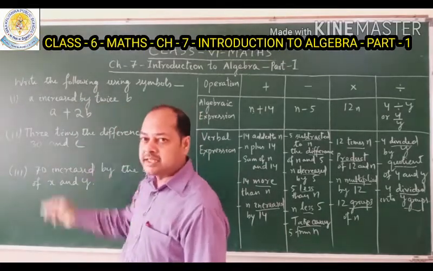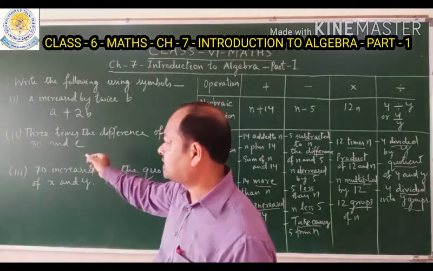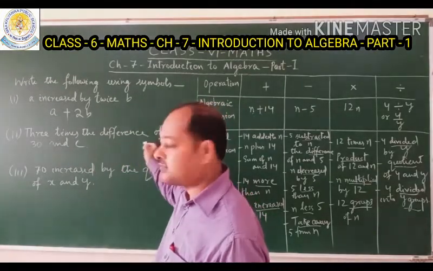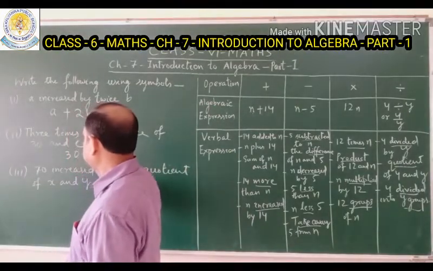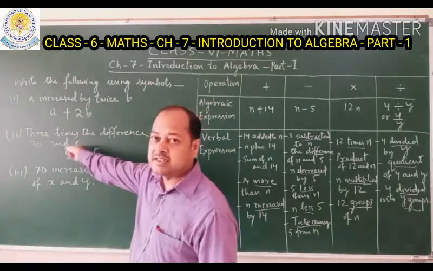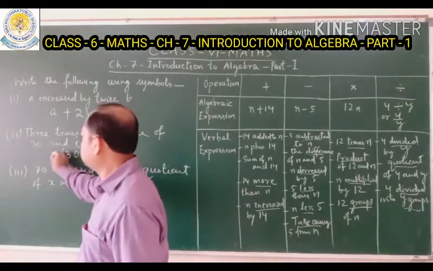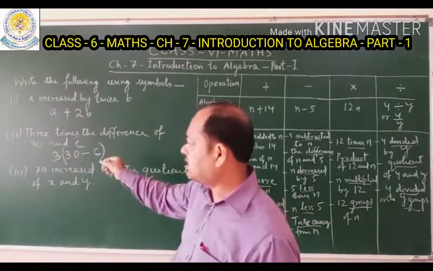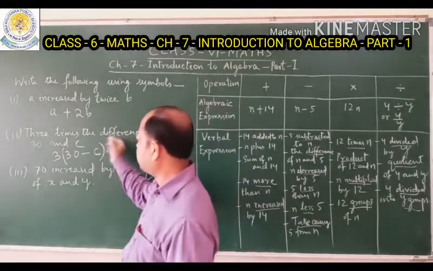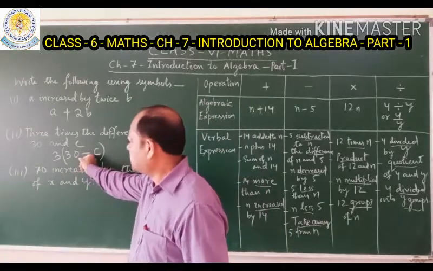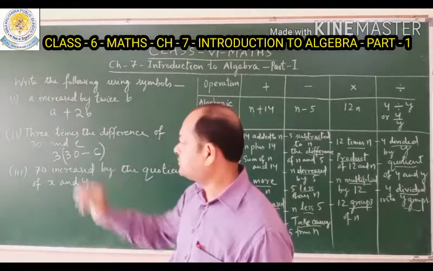Okay. Come to the next question. 3 times the difference of 30 and c. First find the difference of 30 and c, that is 30 minus c. And from the beginning what is it telling? 3 times, that means multiplied by how much? 3. So 3 into 30 minus c. 3 times the difference of, which difference? 30 minus c. 30 and c difference, multiplied by 3.